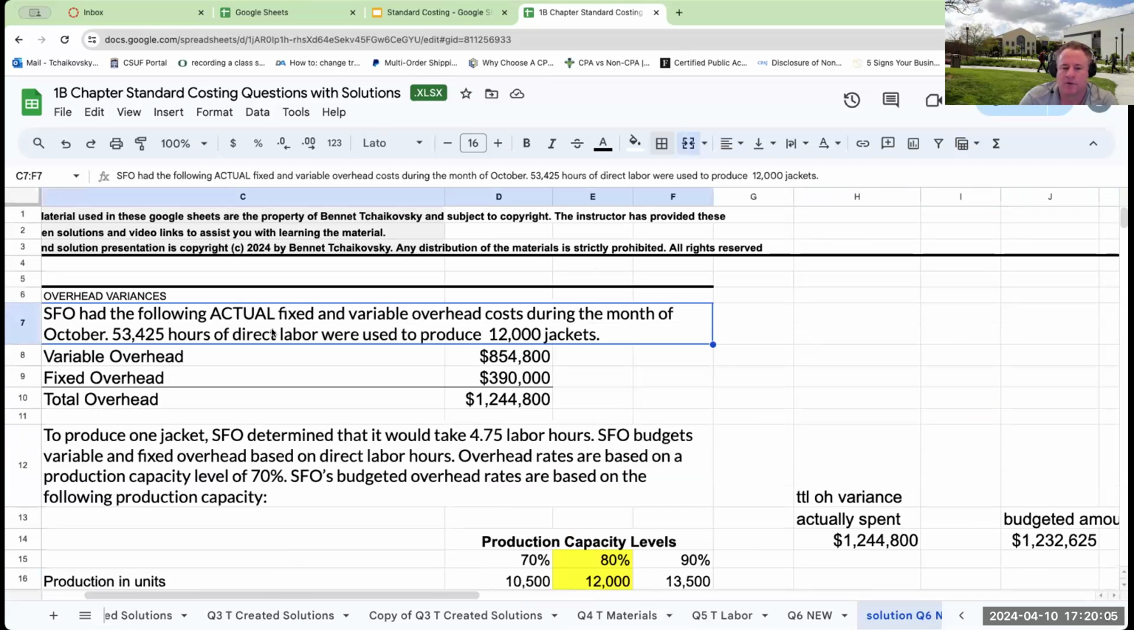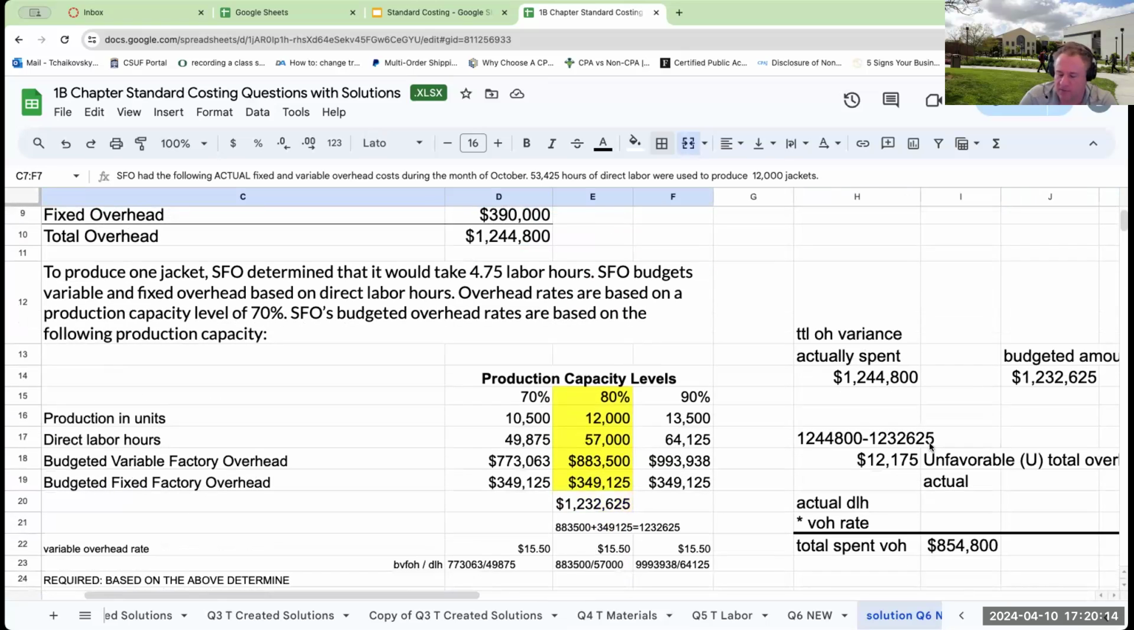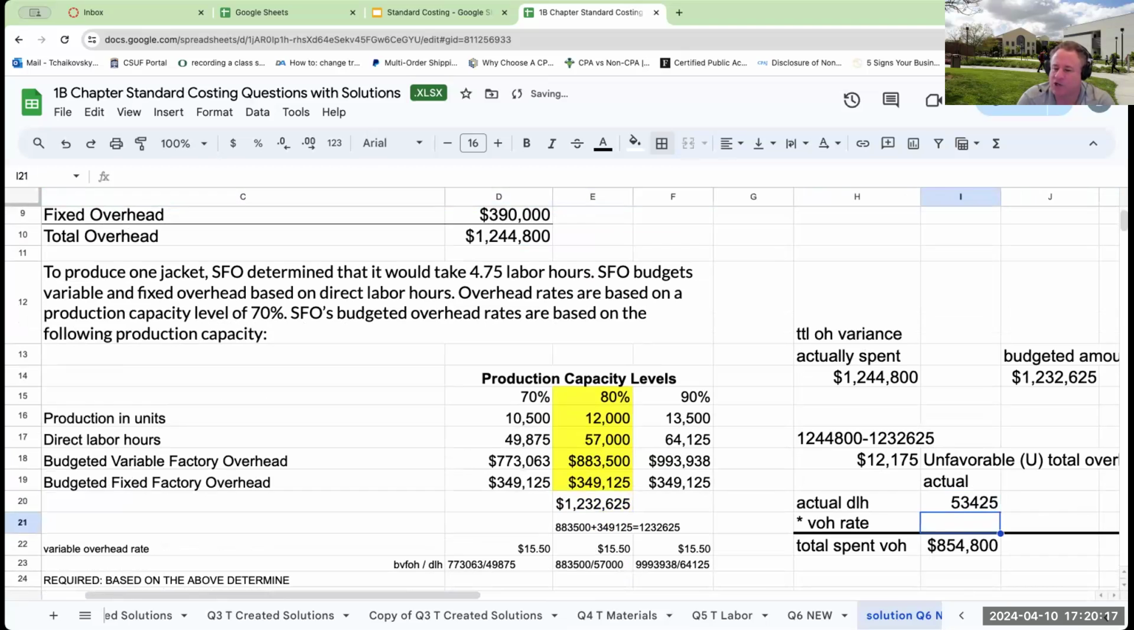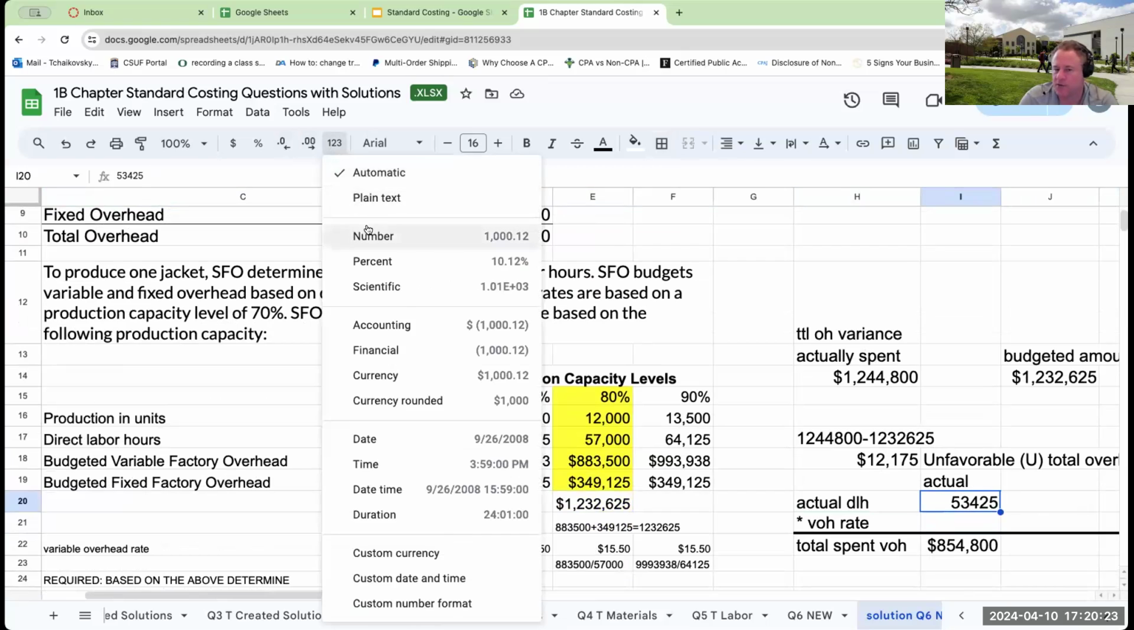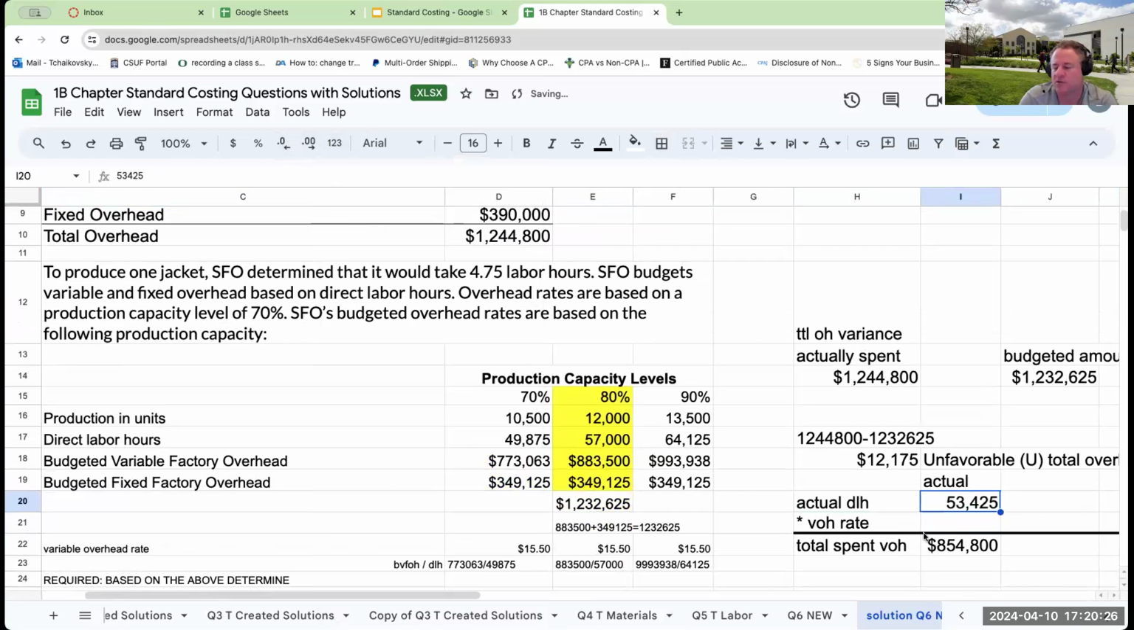So coming over here, I spent 53,425 hours of direct labor to produce 12,000 jackets. So this is going to be 53,425 actual direct labor hours. Now, if I used 53,425 direct labor hours, what was my rate? Well, I can figure that out because 53,425 times X equals 854,800. So this is going to be equal to $16 per hour. So that's how much I spent per hour on my variable overhead.